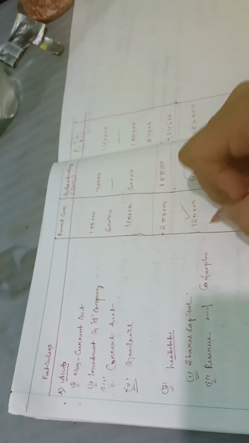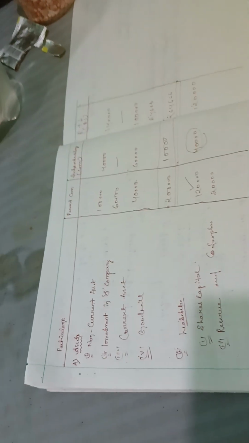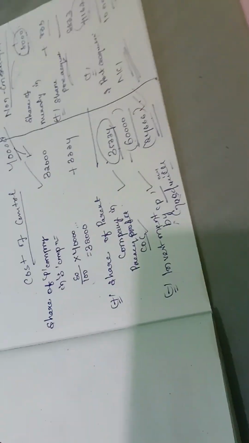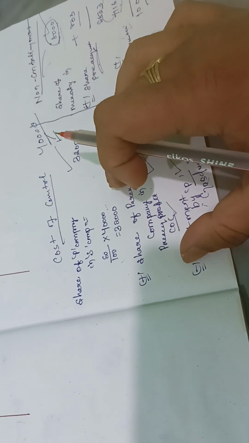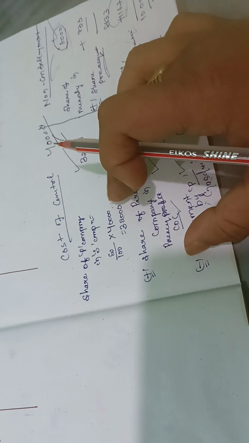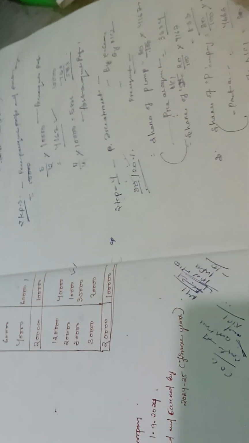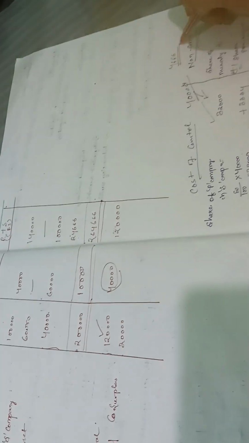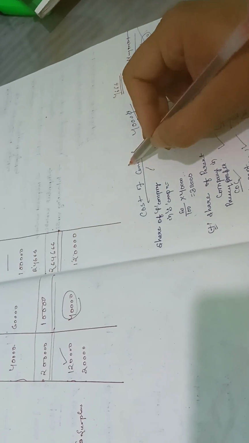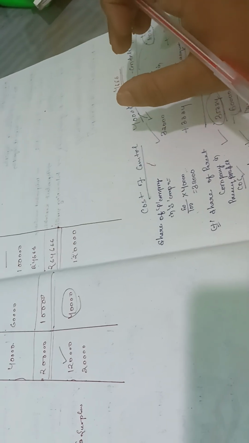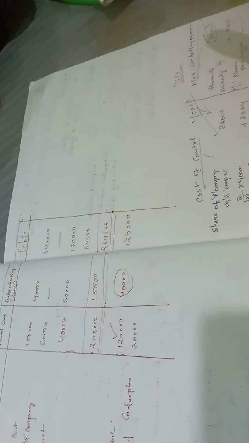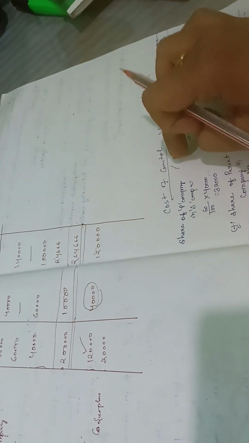Reserve and surplus, 20,000. Here we got that, as we know, only the parent company's pre-acquisition profit will be taken, but the post-acquisition profit whatever we got, the 4,666, will not be taken to calculate the cost of control, but it will be taken as subsidiary company post-acquisition profit to the consolidated balance sheet, but it is not taken to the cost of control.